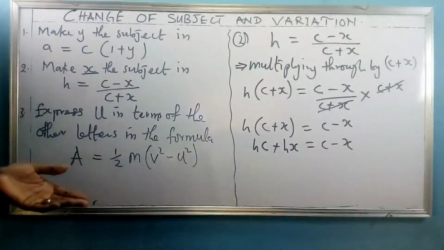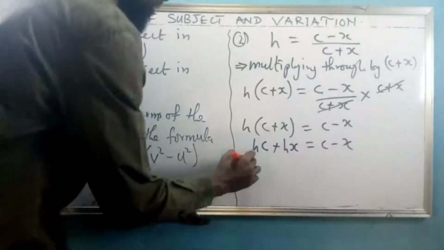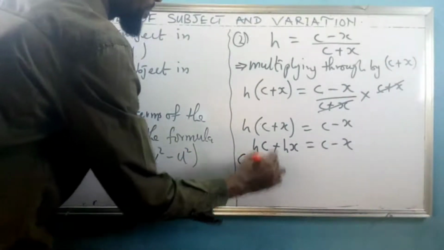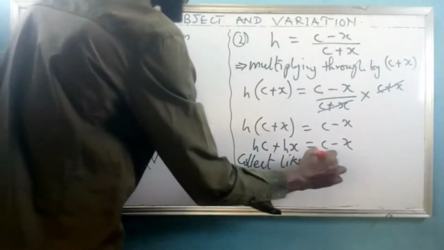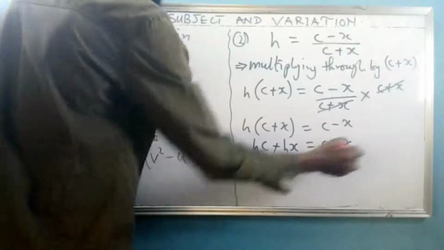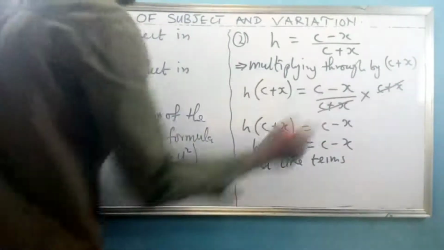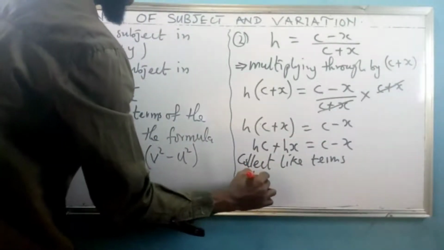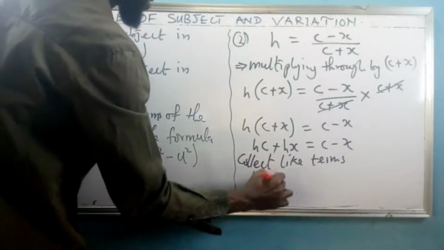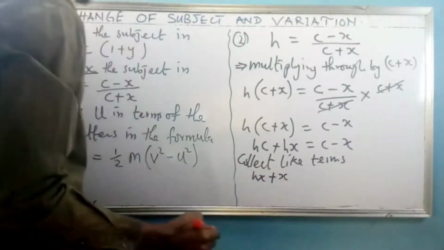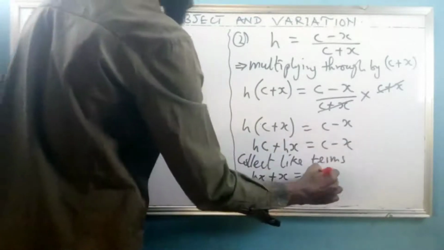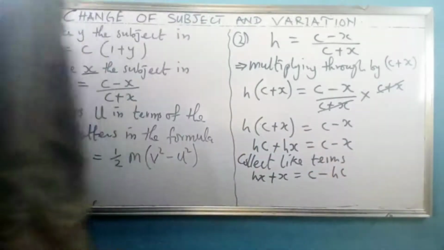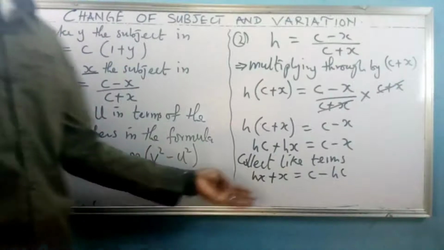The next thing you're going to do is collect like terms. Let me write it there. Collecting like terms. X will go to x, c will go to c. So we're going to have hx plus x is equals to c. This one will go and subtract on the other side, hc. Do you get that? Then you factorize it.